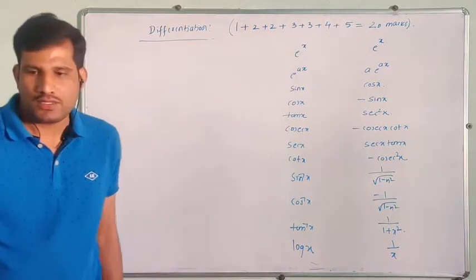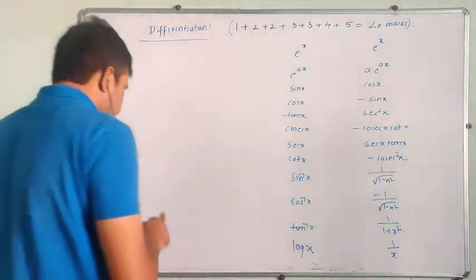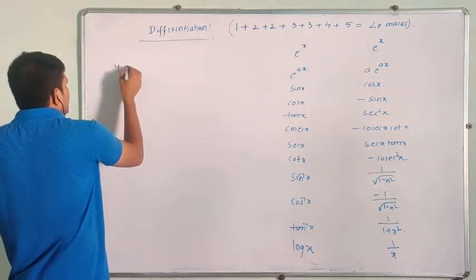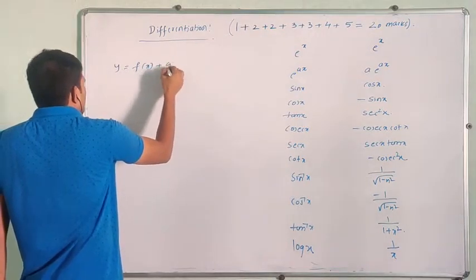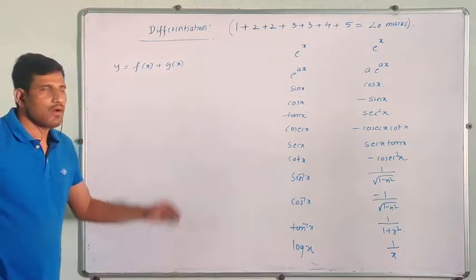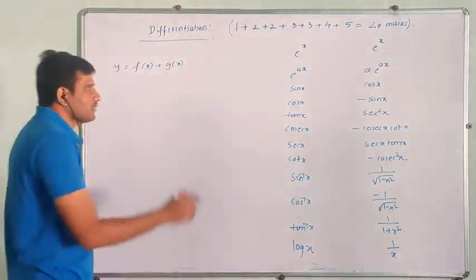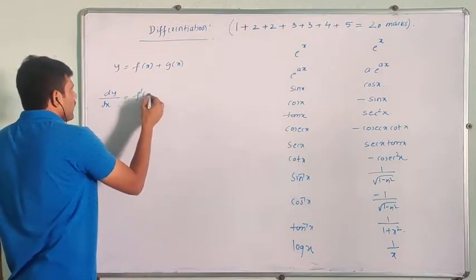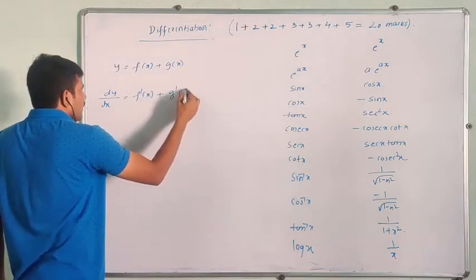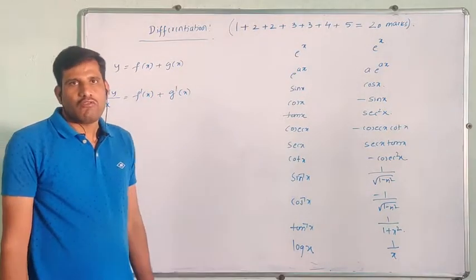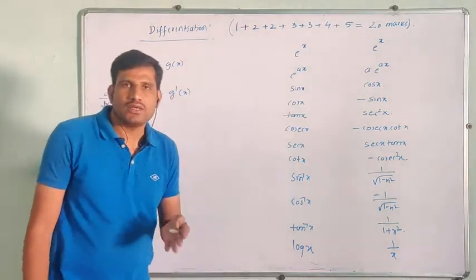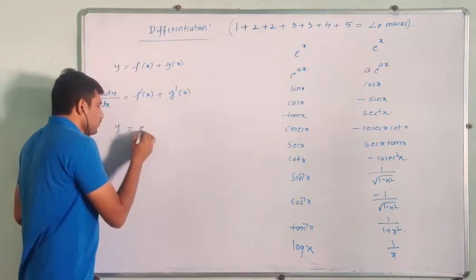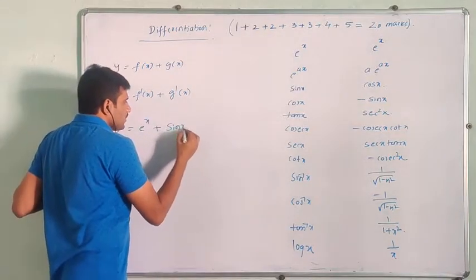We have 3 rules for differentiation, that is chain rule, product rule and quotient rule. But see, when a given function is a sum or difference of multiple functions, that is sum of f of x and g of x, 2 functions, then how do we differentiate such a function? dy by dx will be f dash of x, and we have to differentiate g of x also. When it is a sum or difference of multiple functions, then we have to differentiate each function independently. For example, y is equal to e raised to x plus sin x plus 2.